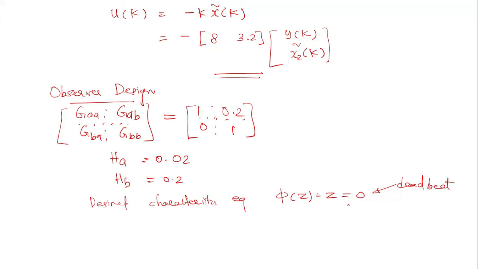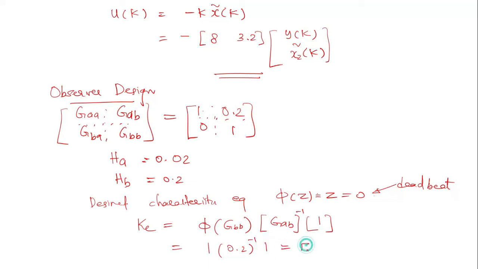Since only one state needs to be observed, phi of z, the characteristic equation, is z equal to 0, not z square equal to 0. And Ackermann's formula for finding Ke is phi of GBB into GAB inverse into 1. So that gives 1 into 0.2 inverse into 1, which is equal to 5. So that is your Ke value. So using Ackermann's formula, we have found the observer design.